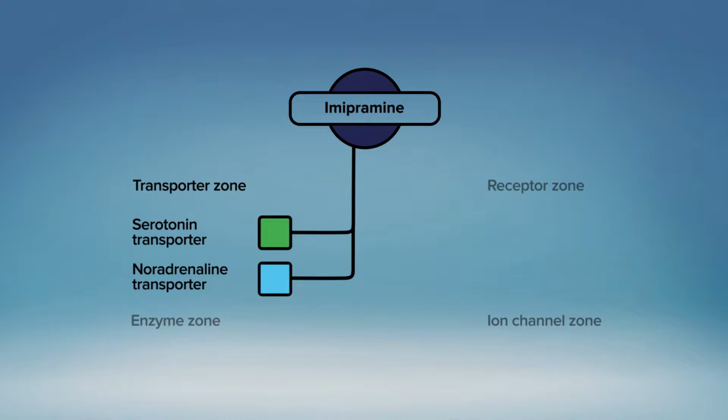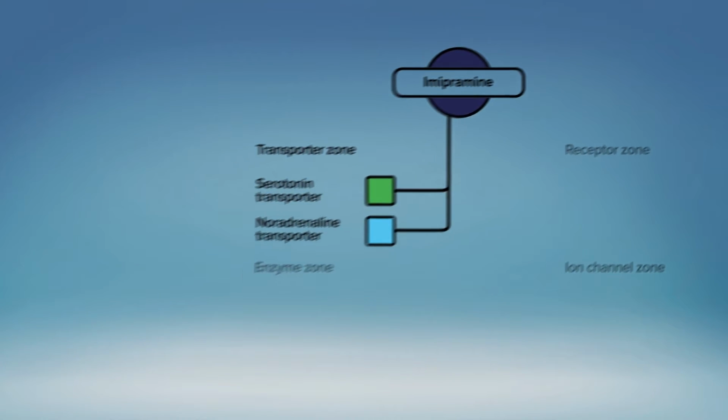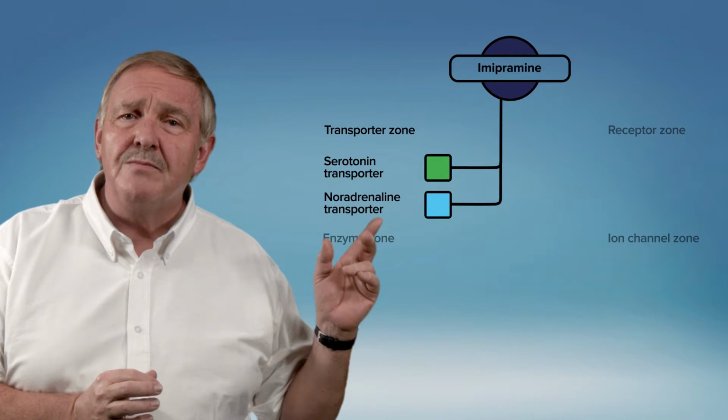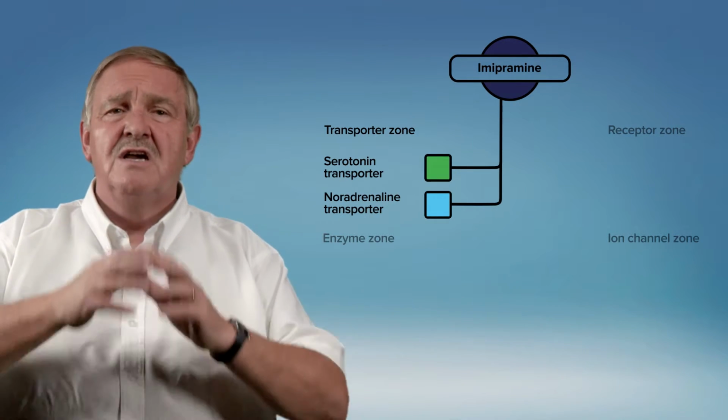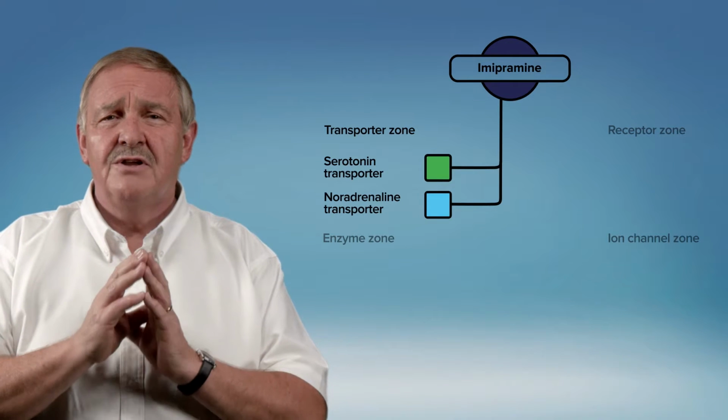The lines to the transporter zone show that both serotonin and noradrenaline transporters are targeted and blocked by imipramine. Because this is a heavy line, these actions are critical to the therapeutic response to imipramine. And also because both neurotransmitter symbols are filled, we know that imipramine blocks both the serotonin and the noradrenaline reuptake sites. Note that the serotonin symbol is above the noradrenaline symbol, and this means that imipramine has higher affinity for the serotonin transporter than for the noradrenaline one.